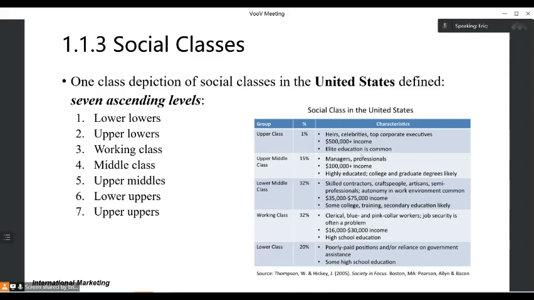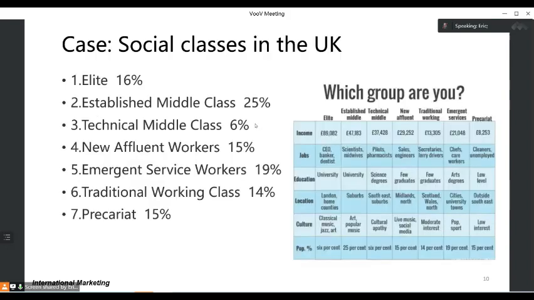About this social class, there is another stratification. This one is about the upper class, upper middle class, lower middle class, working class, lower class. This one is 5, and the other is 7. To some degree they have similar characteristics about social class. And this one is about the social classes in the United Kingdom.